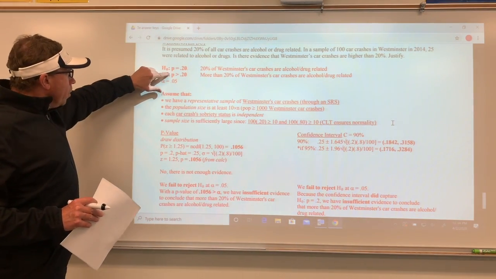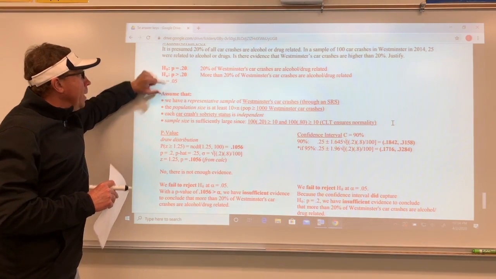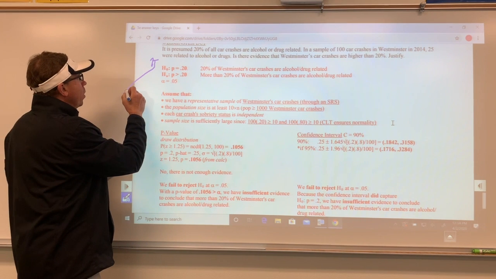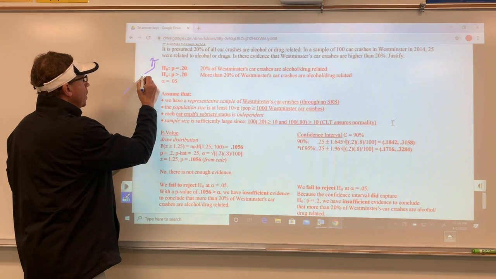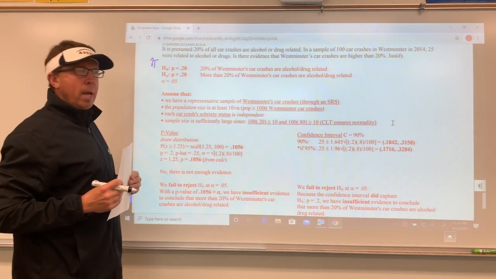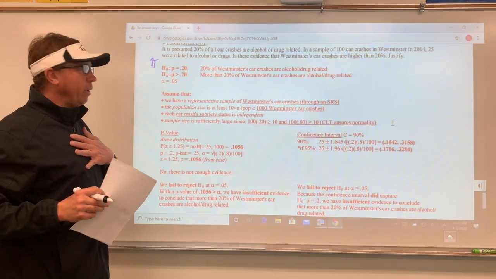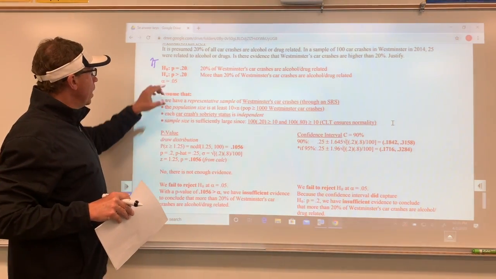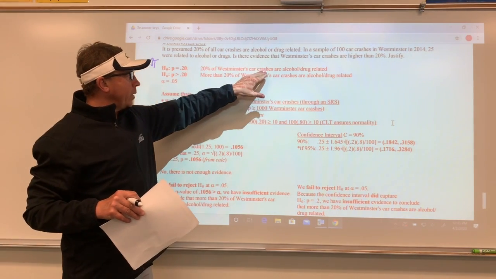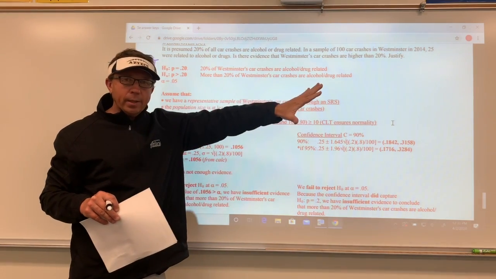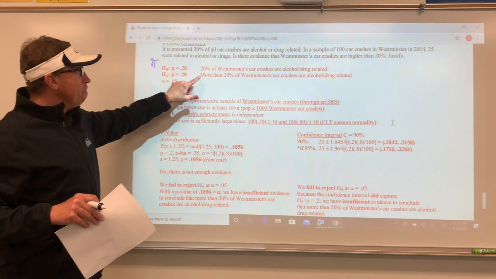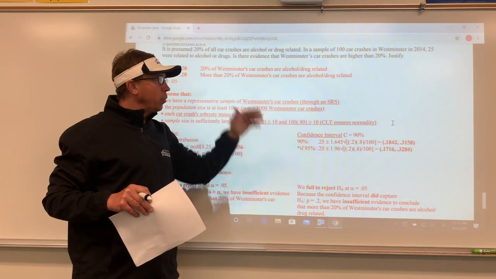So here we go. You can use the symbol pi or p. I often use the symbol pi because I really like it when all of the Greek symbols mean the population and all of the Arabic symbols in our lettering system mean the sample. So pi is 0.2. What does that mean? 20% of Westminster's crashes are alcohol or drug related, just like the rest of the nation. The alternative is that pi is greater than 20%, and we're trying to prove this.